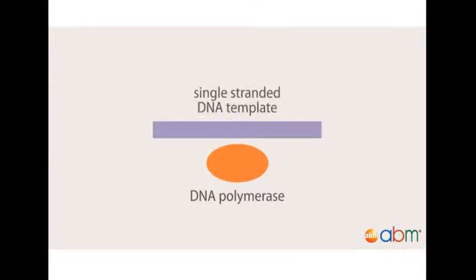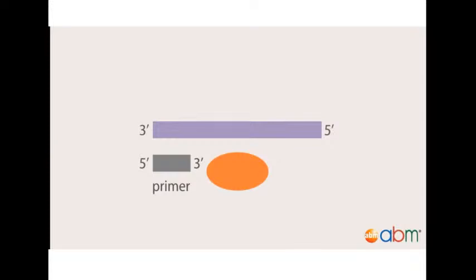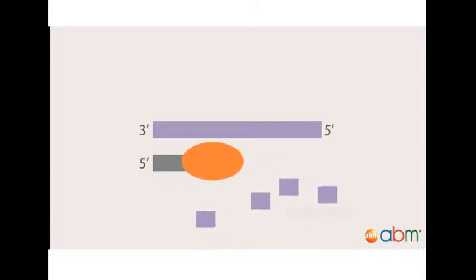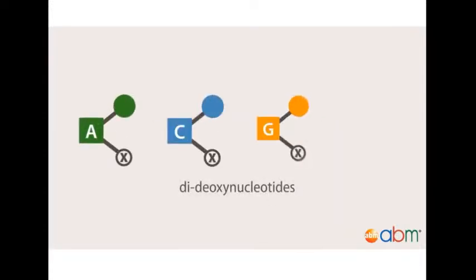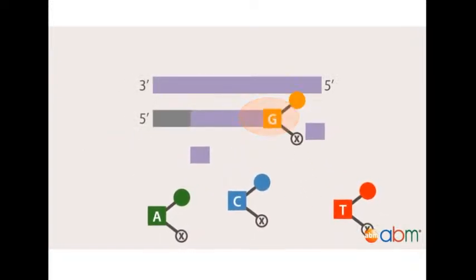It utilizes a high-fidelity DNA-dependent polymerase to generate a complementary copy of a single-stranded DNA template. In each reaction, a single primer, complementary to the template, initiates a DNA synthesis reaction from its 3' end. Deoxynucleotides are added one after the other in a template-dependent manner. Each reaction also contains a mixture of 4 dideoxynucleotides, one for each DNA base. These dideoxynucleotides resemble the DNA monomers enough to allow incorporation into the growing strand.